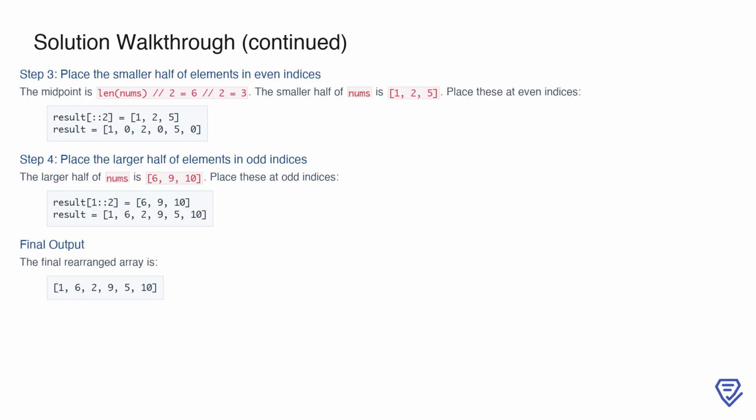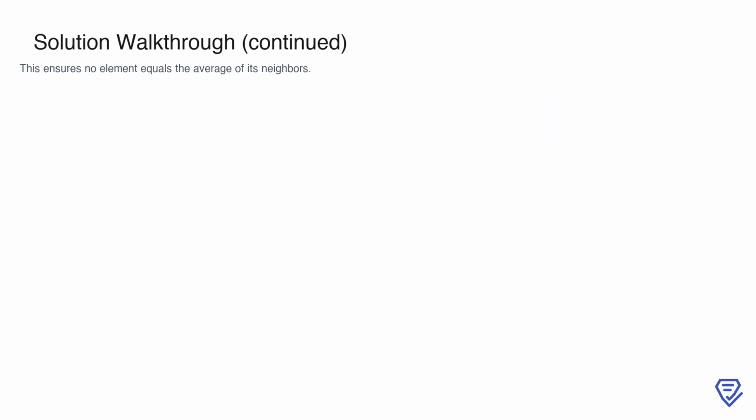Then, we move to the larger half of nums, which consists of the elements 6, 9, 10. The larger half of nums is placed into the odd indices of the result array. This involves assigning the values 6, 9, 10 to positions 1, 3, 5, and so on. Once this step is complete, the result array becomes 1, 6, 2, 9, 5, 10.